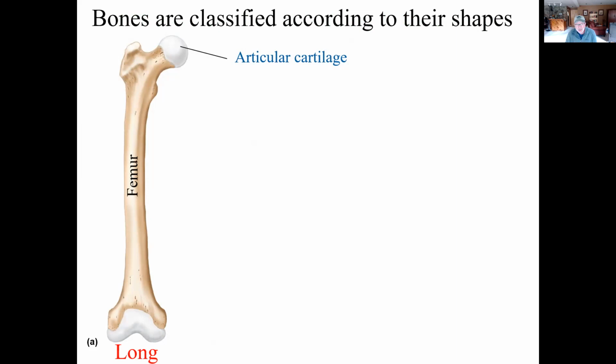On the surface of our long bones, specifically at the ends of our long bones, we find cartilage, shown here in white. This is hyaline cartilage. The reason that we use this term articular is simply to indicate that this cartilage is at an articulation or a joint. So the hip joint would be up here. The knee joint, of course, would be on the distal end of the bone, in the case of the femur.